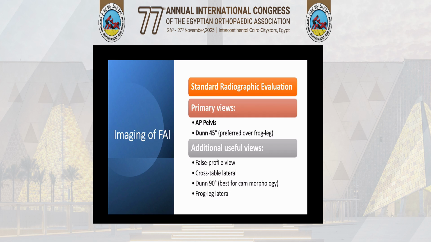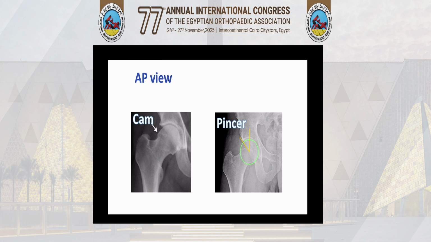Usually after that we look at the imaging: the plain X-ray, AP, and Dunn 45 view. Also other views like false profile, cross table, or frog lateral. Here we can see in the AP view the cam lesion over the femoral head-neck junction. And the pincer lesion, there is an increase in the lateral center edge angle and over coverage of the acetabulum.